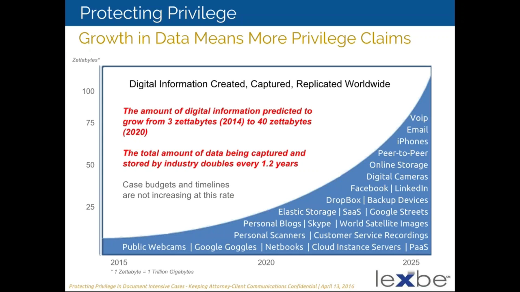Growth in data. What does that mean for privilege claims? We're all used to these really mind-numbing statistics about how data is growing. So here's the latest one: we're supposed to go from 3 zettabytes, which is a trillion gigabytes, to 40 worldwide in digital information from 2014 to 2020.